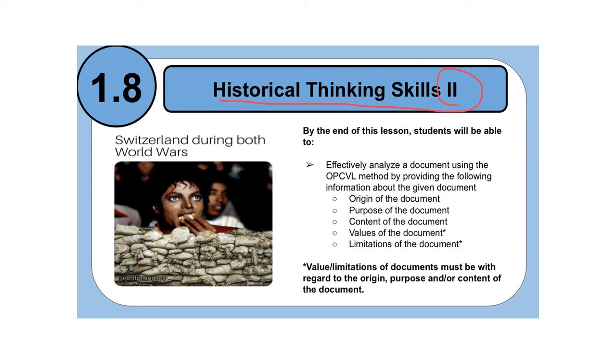By the end of today's lesson, students will be able to effectively analyze a document using the OPCVO method by providing the following information about the given document: the origin of the document, the purpose of the document, the content of the document, the values of the document, and the limitations of the document. Please note that value and limitations of documents must be with regard to the origin, purpose, and/or content of the document. This will be explained further throughout this lesson, but this is a key concept to note starting out.